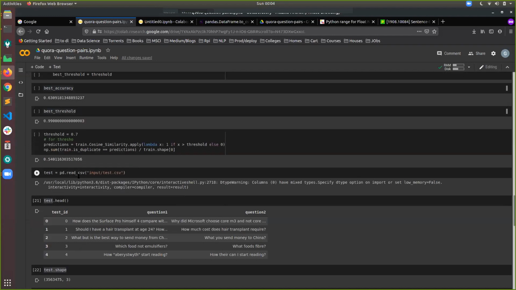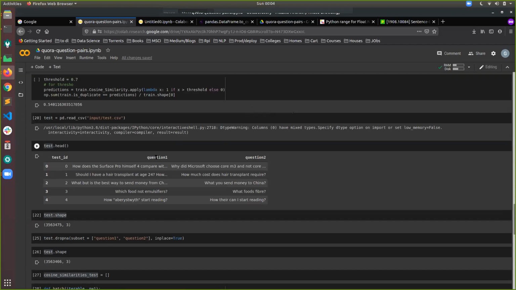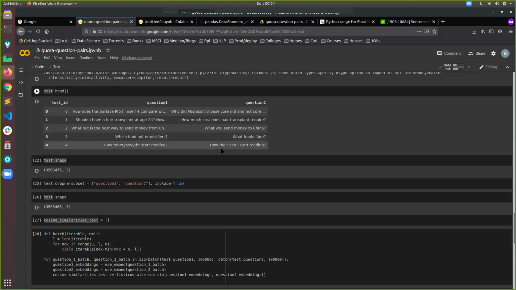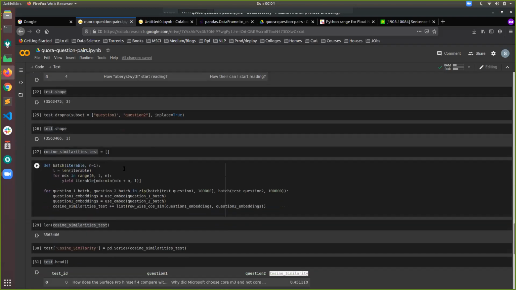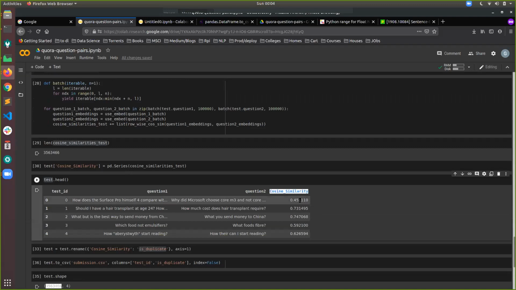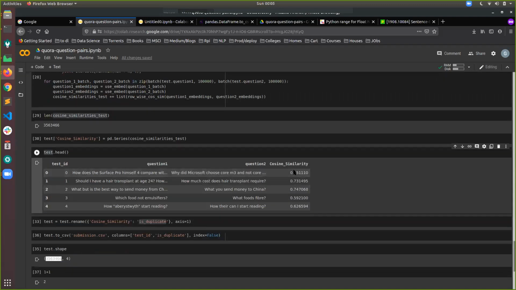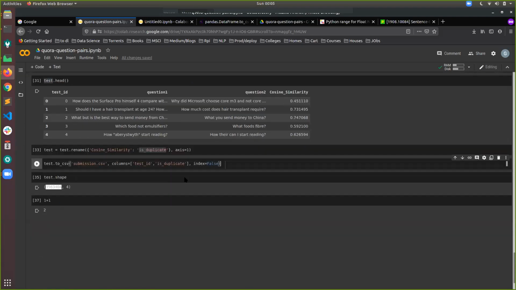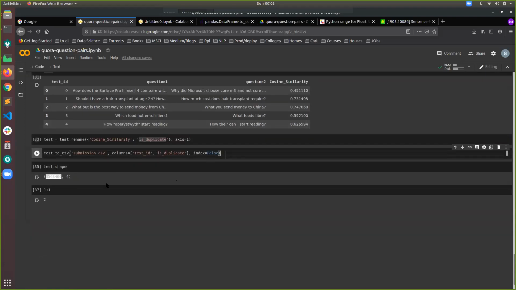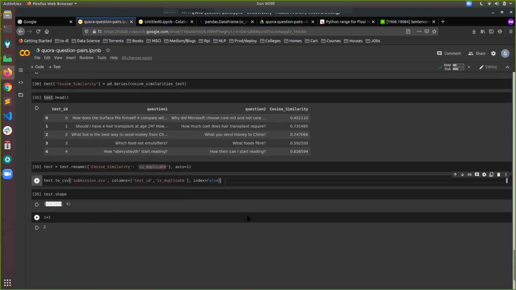So yeah, I read the test file. It has question 1, question 2. Then I did the same things, and now I have a cosine similarity. So I just renamed that as is duplicate, and then I tried to submit and got some duplicate ID error. I think I have to check that out. Yep. That was all I had.